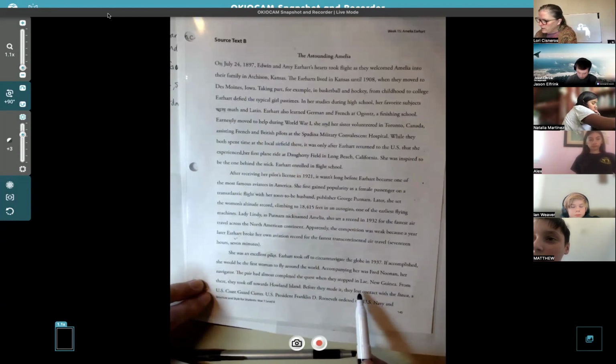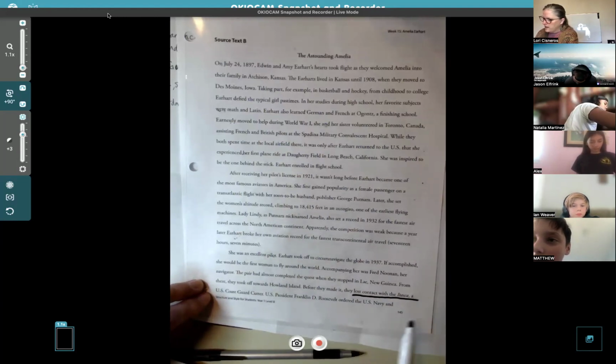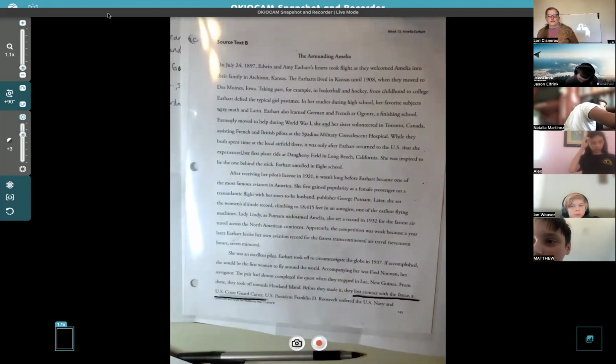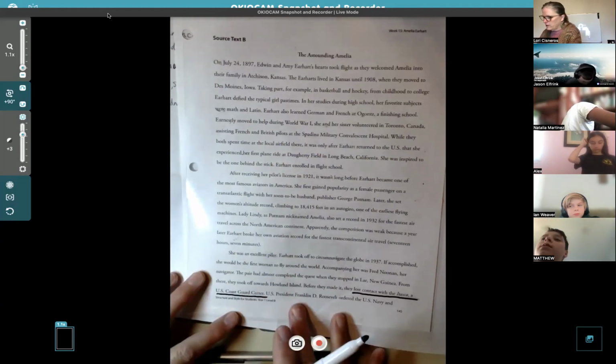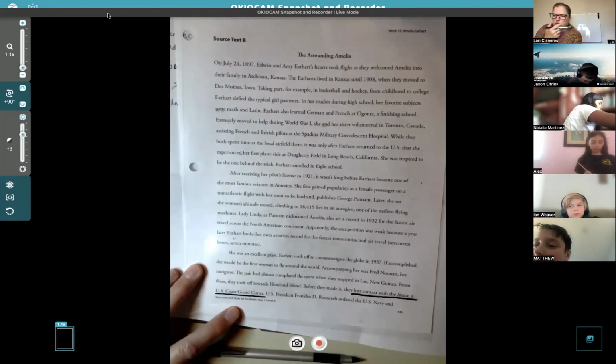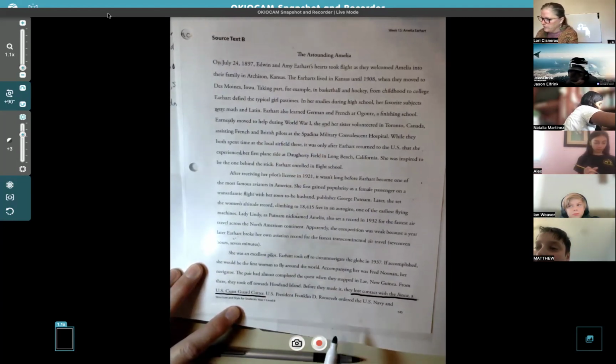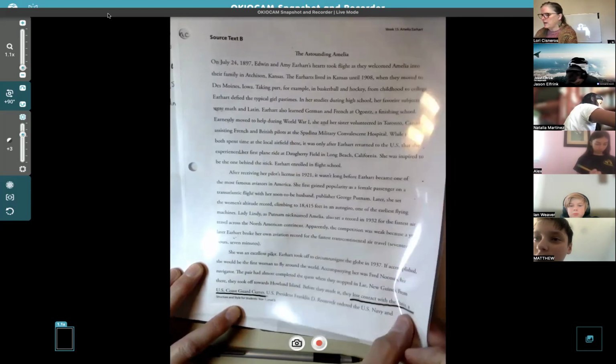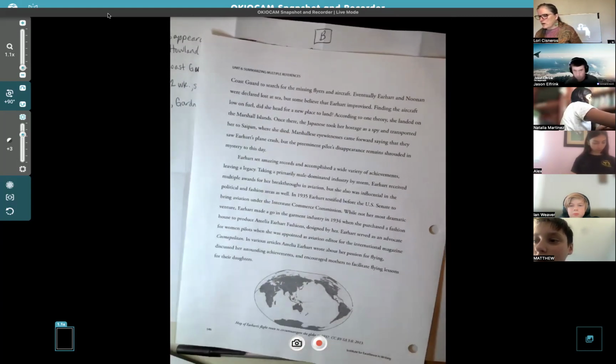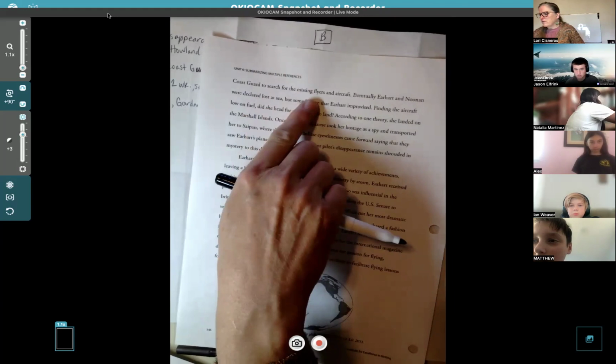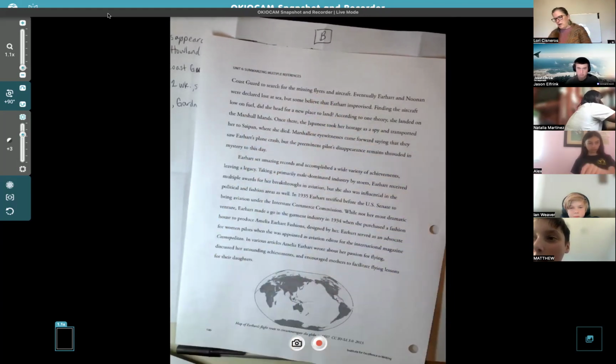So I'm going to underline lost contact, Itasca, a U.S. Coast Guard cutter. That's a ship. So it was out in the ocean when they were talking to each other over the radio. So lost contact. U.S. President Franklin D. Roosevelt ordered the U.S. Navy and Coast Guard to search for the missing flyers and aircraft. We already have that information.